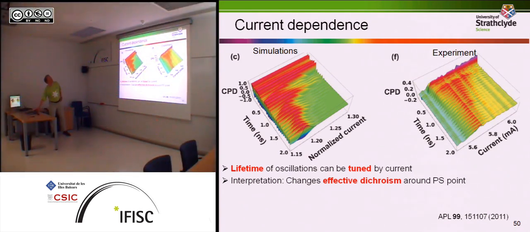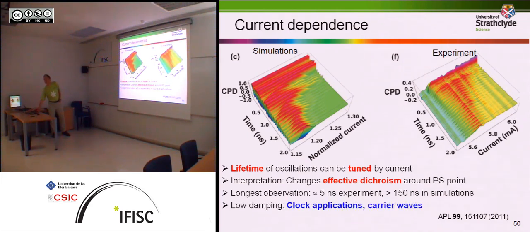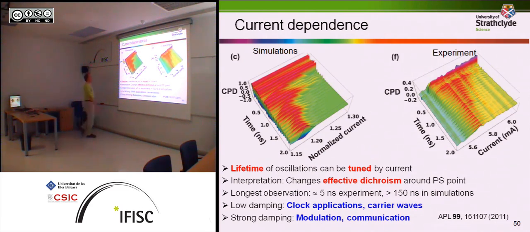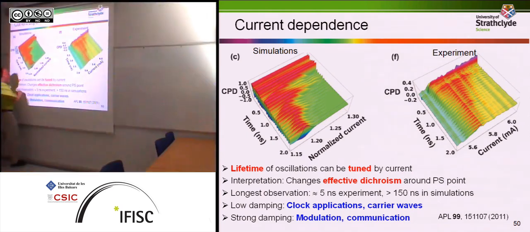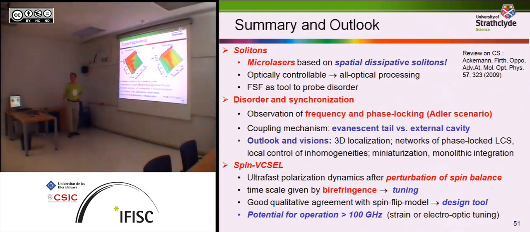And that you can explain by the fact that the effective dichroism changes about this point where the two polarization components are equivalent. And in the simulations, we saw it up to 150 nanoseconds. In the experiment, we saw it for 5 nanoseconds, so that might be useful for clock applications, carrier waves, or if you go for the strong damping where the response is short, this might be used for modulation or communication.